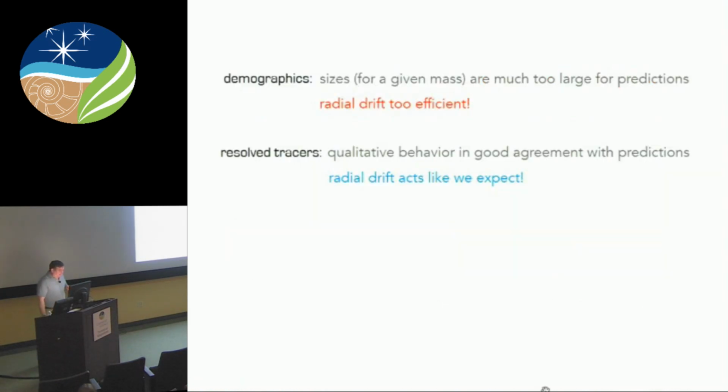So I've said 2 things that are seemingly in conflict with one another. One is that demographically, it seems like these effects are too fast, too efficient, and radial drift doesn't work. And then when we look at the resolved tracers compared to the observational predictions, I'm saying that they're actually in pretty good agreement in a qualitative sense. In fact, those predictions were made decades ago, and only recently have we been able to figure out the right test for them and do them. And they're not bad. So the behavior of radial drift is how we would expect.